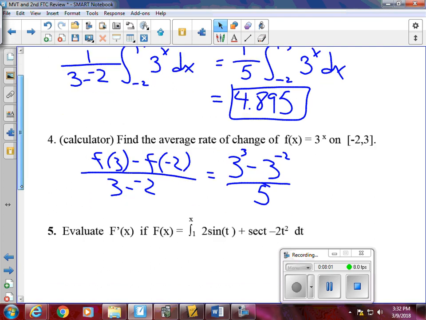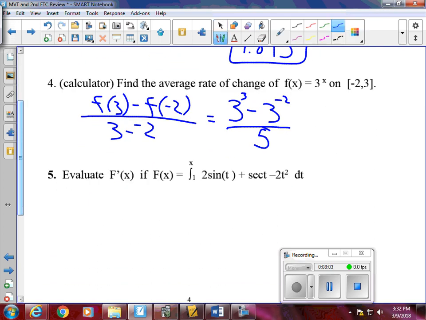So we can go back and just put our answer once we've shown that we know what to do. So 242 over 45, which is roughly, if you're going to use decimals, 5.378.